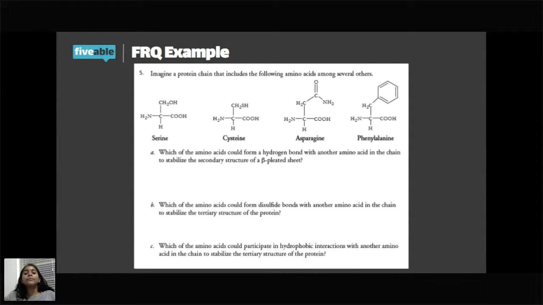The important thing to notice here with secondary structure and tertiary structure is the R groups. The R group is a part of the amino acid that's different for every single one, and it gives the protein the characteristics it usually has. And these R groups, whatever the molecules are in them, are also what decide the structure because they bond with different things. So A is asking which of the amino acids could form a hydrogen bond with another amino acid in the chain to stabilize secondary structure.